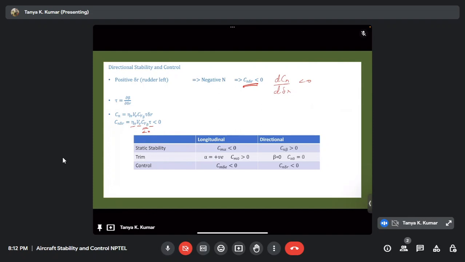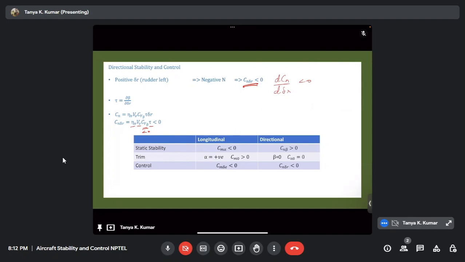Now just a comparison between the longitudinal and directional cases. For static stability, in the longitudinal case you had Cm alpha less than 0. In the directional case you have Cn beta greater than 0. At trim, you wanted to trim at positive angles of attack, so your Cm naught needed to be positive. Now we generally prefer trimming the aircraft in the directional sense at beta equal to 0. So your Cn naught is 0. You don't need it to be positive. So we trim at 0 beta, so your Cn naught is 0.